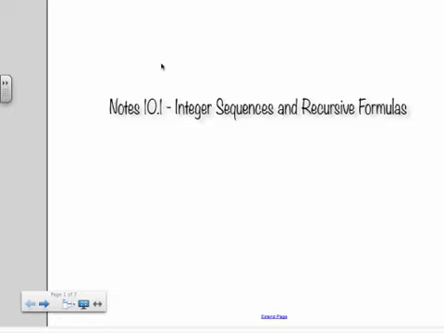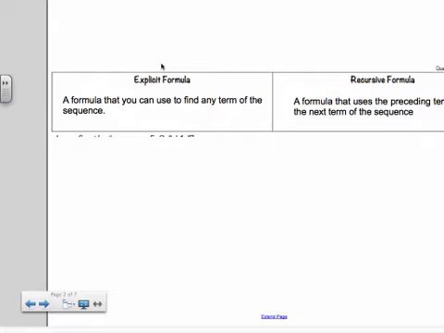All right, today's lesson is on recursive formulas. We talked about integer sequences in class, so we're moving on to recursive formulas, which starts on page 3 of your notes. First of all, you need to understand the difference between an explicit formula and a recursive formula. If you take a look at these definitions right here and write them down, make sure that you pause if you need to in order to get these down.